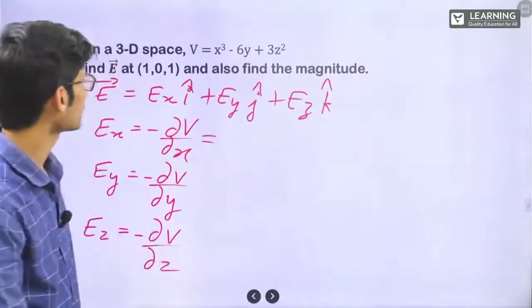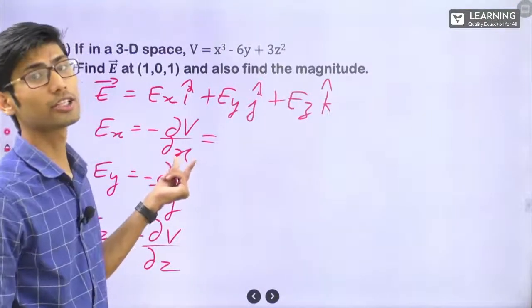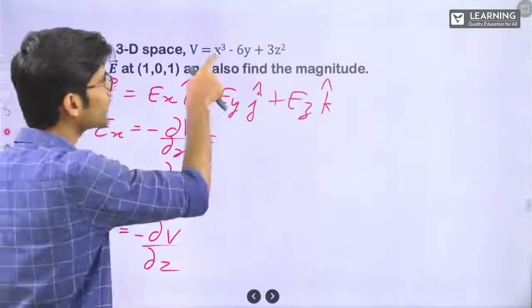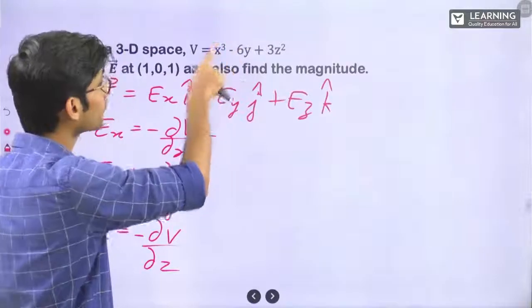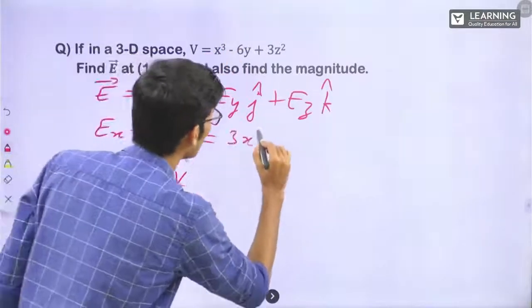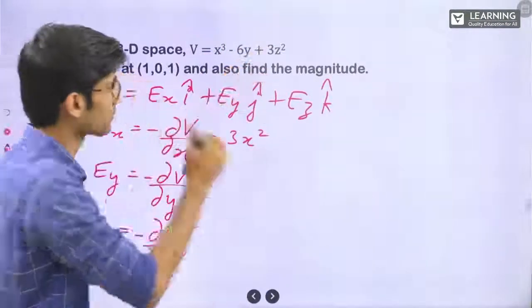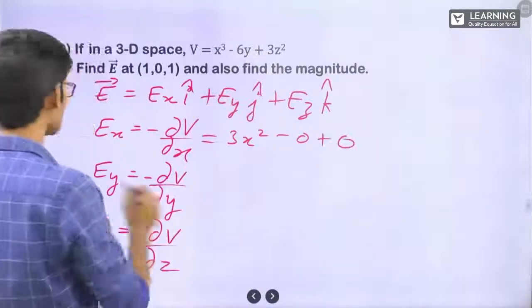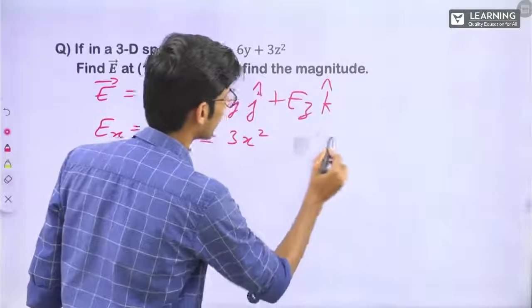Here, what does this mean? Differentiating with respect to x, keeping y and z constant. If I differentiate with respect to x, keeping y and z constant, this will become 3x square. This will be 0, this will be 0. Plus, minus 0 plus 0. Correct? So finally it will be 3x square only.